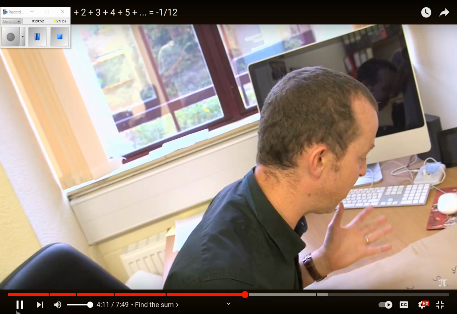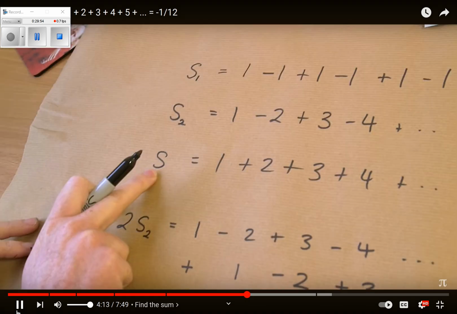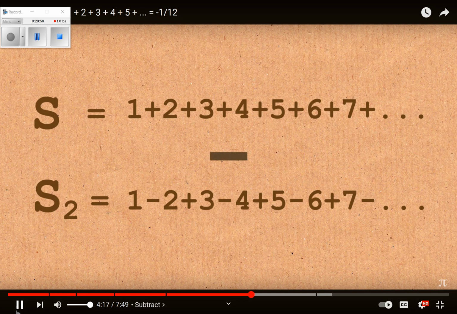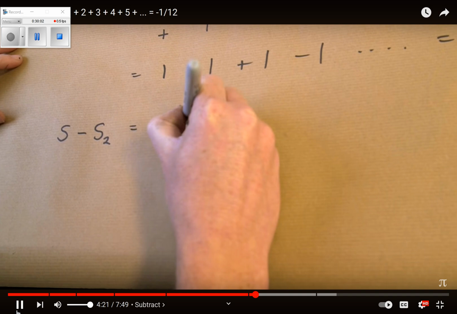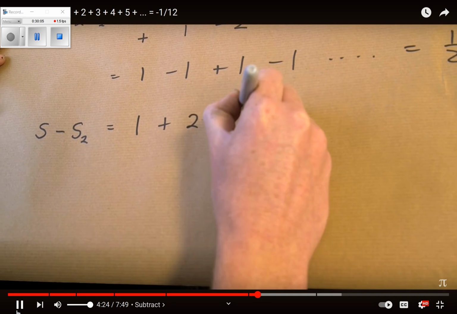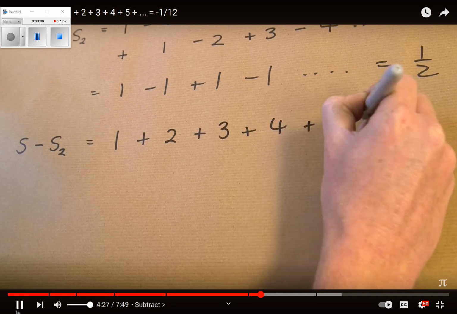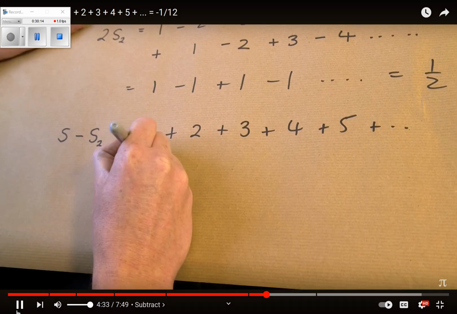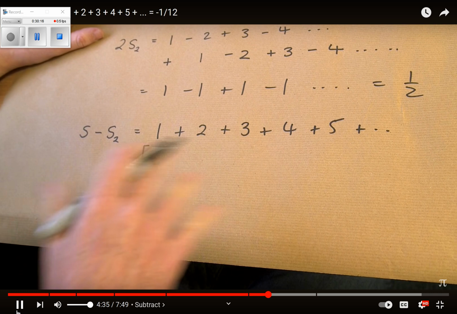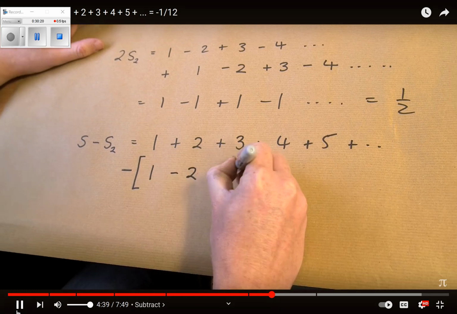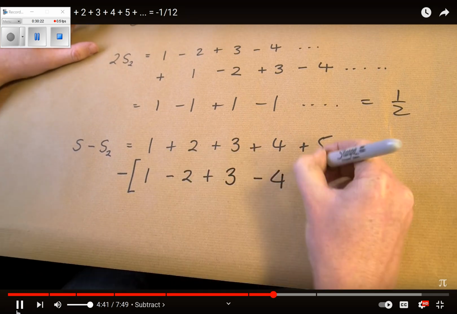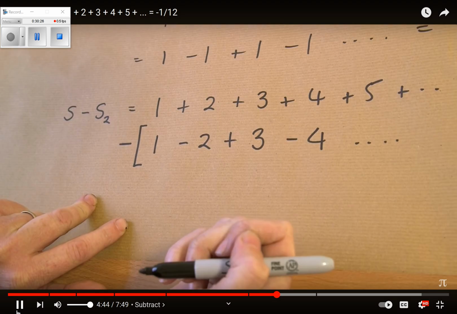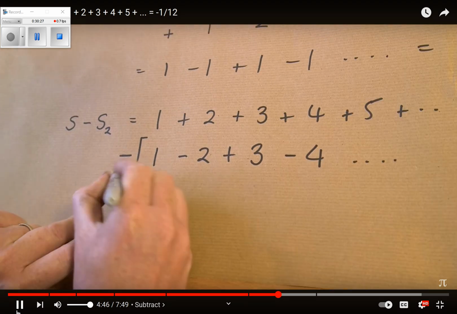Now I have everything I need to prove this crazy minus 12 thing, right? Okay, so let's do it. I'm going to take this one, and I'm going to subtract S2 from S. Let's write them out again. I'm going to write out S first, which is 1 plus 2 plus 3 plus 4 plus 5 and so on. And I'm going to subtract S2, so that's minus, and let me put a bracket in because I'm going to subtract all of this: 1 minus 2 plus 3 minus 4 and so on. 1 minus 1, what's that? 0. Yeah, exactly. So I get nothing from that bit.